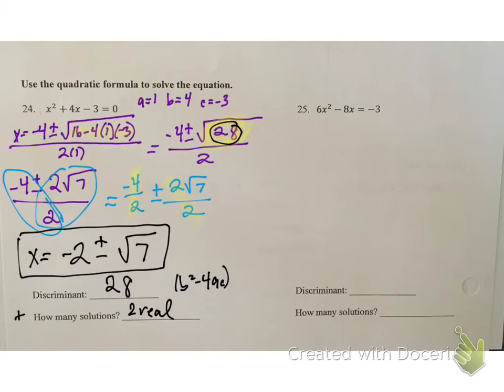Number 25, I want to get everything to one side. So I'm going to move the negative 3 over, and it's going to be a positive 3.